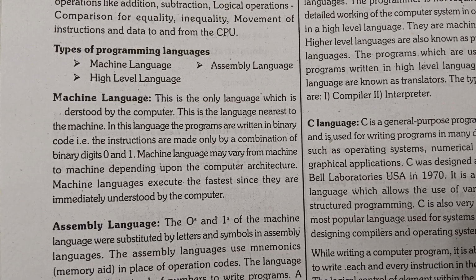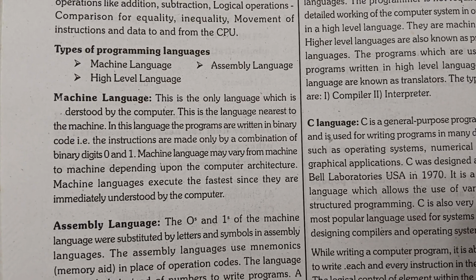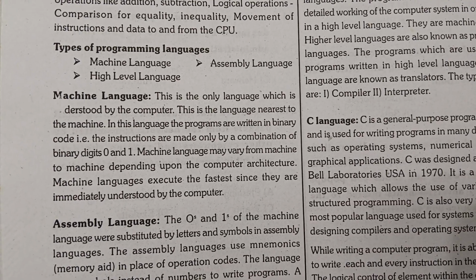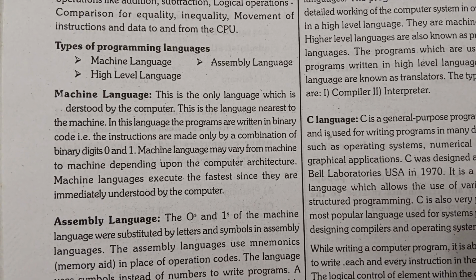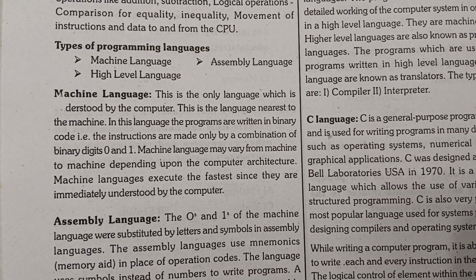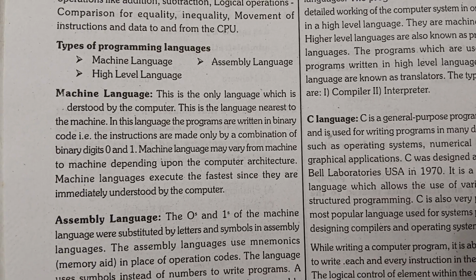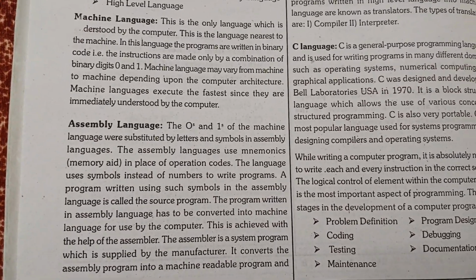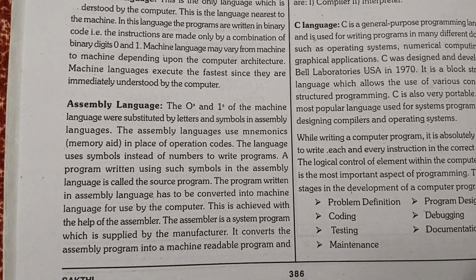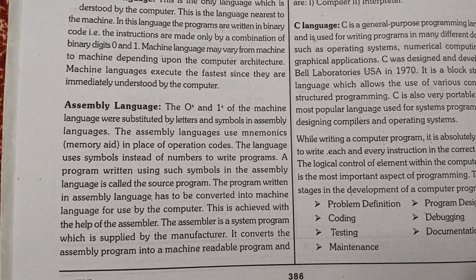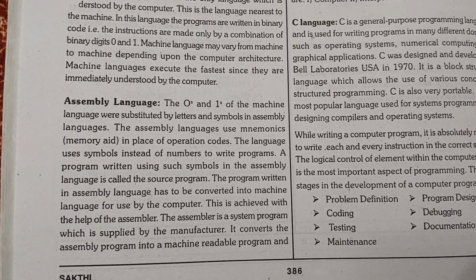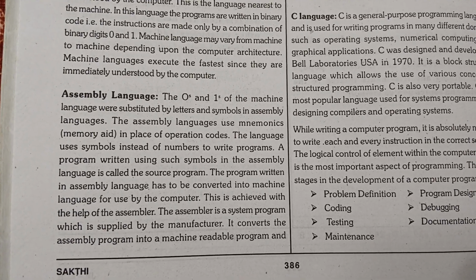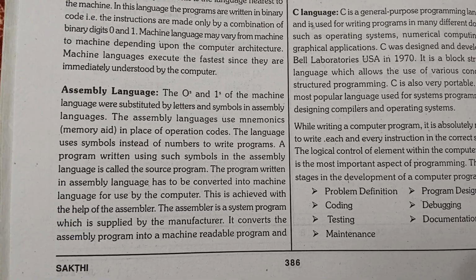Machine language may vary from machine to machine depending upon the computer architecture. Machine languages execute the fastest since they are immediately understood by the computer. Assembly language. The zeros and ones of the machine language were substituted by letters and symbols in assembly language.